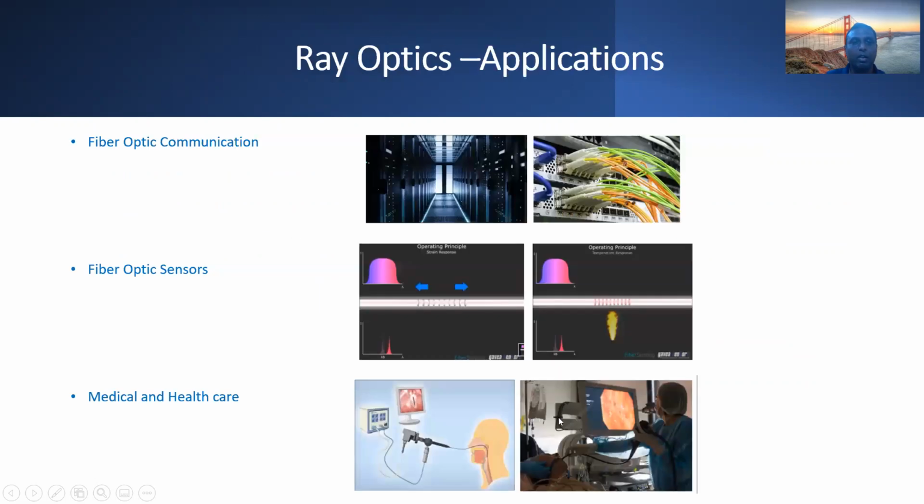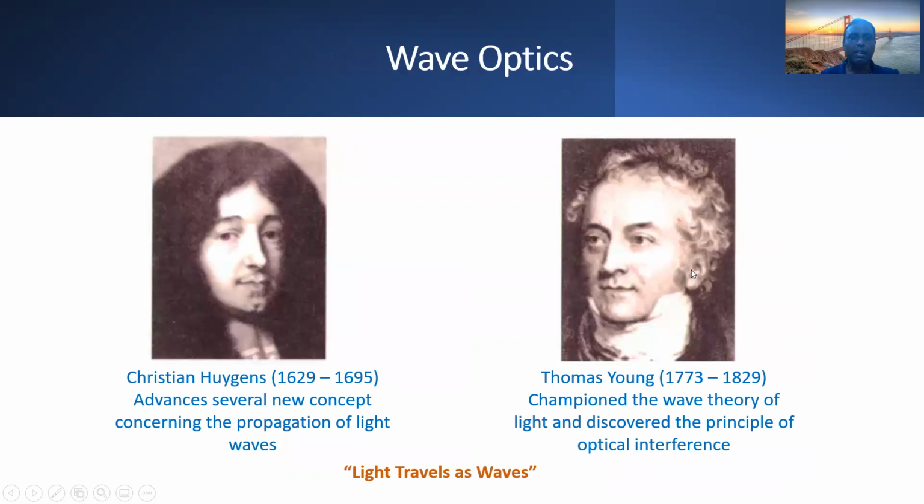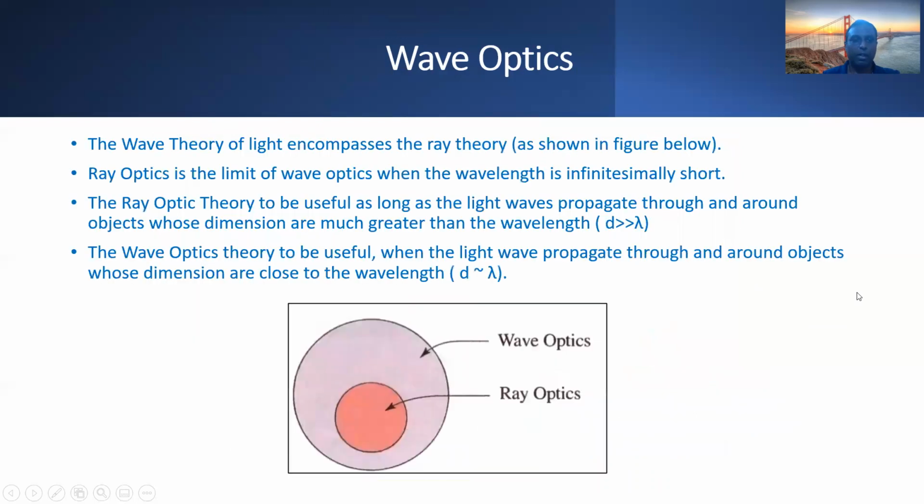Some of the ray optics applications are in fiber optic communication, fiber optic sensors, as well as medical and healthcare. Next, let's look into wave optics. Christiaan Huygens advanced several new concepts concerning the propagation of light waves. Thomas Young championed the wave theory of light and discovered the principle of optical interference, and defined light as traveling as a wave. The wave theory of light encompasses ray theory, as shown in the figure below.